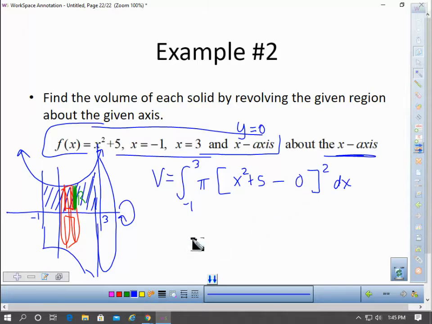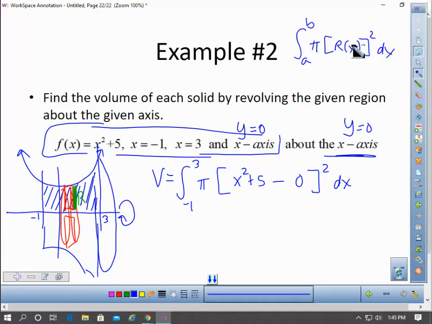And we don't have to think about having the minus 0. I just want you to remember, it's your axis you're rotating around, which is y equals 0. That's always going to be in your R. I'm just trying to get you to think. My axis, whatever I'm rotating around, that number is always in my R formula for the volume. Remember, your volume is A to B, pi, and then some radius function squared dx. And in this radius function, inside this function, your axis is always in there. Okay, I just want you to know that.